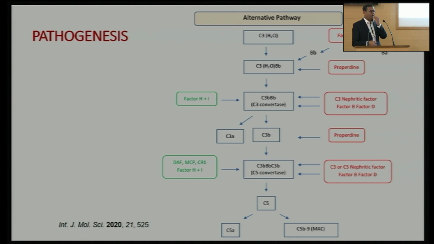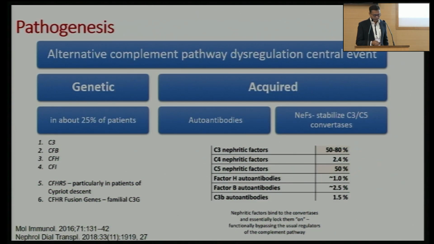These actually inhibit the conversion of the alternate pathway so that it does not overactivate. If there is an overactivation of the right side of the pathway, it can lead to continued activity of the alternate complement pathway. So alternate complement pathway dysregulation is a central event. It can be genetic or it could be acquired.